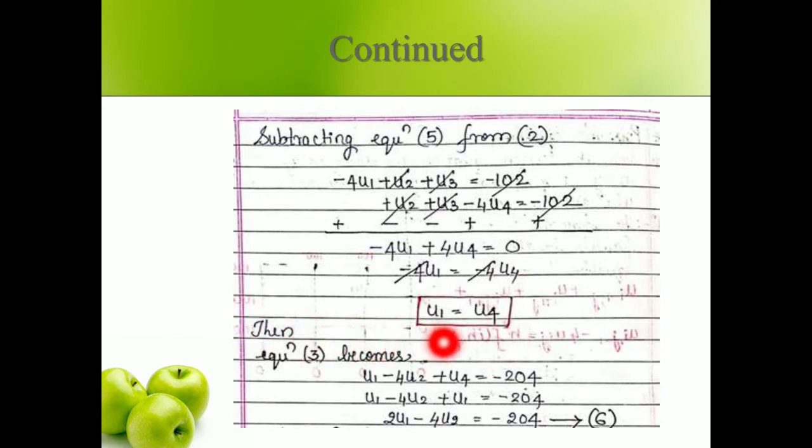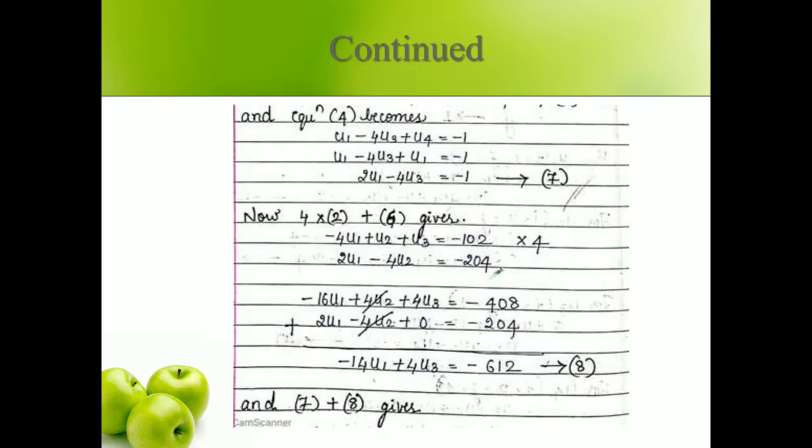Then equation 3 becomes, substitute u1 equal to u4 in equation 3. So u1 minus 4 u2 plus u4 is equal to minus 204. Once you substitute, you will get 2 u1 minus 4 u2 equal to minus 204. Next, equation 4 becomes u1 minus 4 u3 plus u4 is equal to minus 1. Then you have 2 u1 minus 4 u3 equal to minus 1 as the seventh equation.